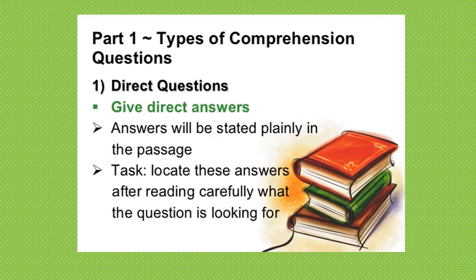After reading the strategies of solving comprehension, let's talk about the types of comprehension questions. The first type is direct questions. In this, we give direct answers, as answers will be stated plainly in the passage. Task: locate these answers after reading carefully what the question is looking for. Most of the time, we get comprehension with direct answers. The direct statements are given as answers and you just need to locate them and write the answer.